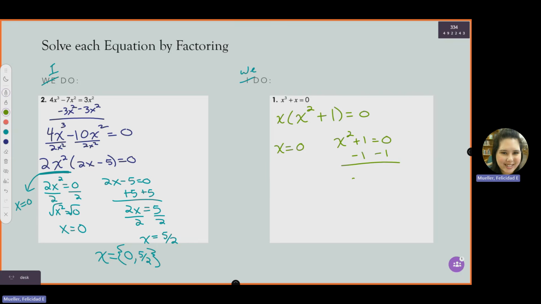And at this point, it should be a review from when we did quadratics. And so we take the square root of both sides. So x equals plus minus i. So do recall that the square root of -1 is i. So that is something that you need to recall from quadratics.